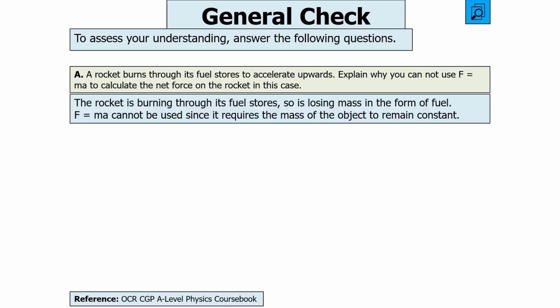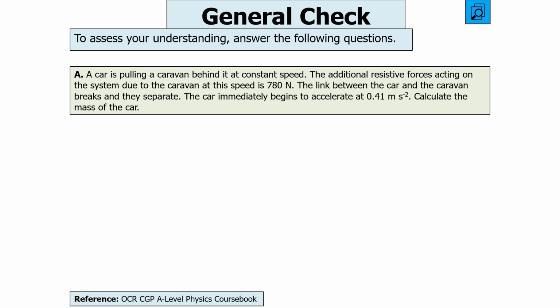So, the rocket is burning through its fuel stores, so it's losing mass in the form of fuel. F equals ma cannot be used as it requires the mass of an object to remain constant. The next question says, a car is pulling a caravan behind it at a constant speed. The additional resistive forces acting on the system due to the caravan at this speed is 780 newtons.